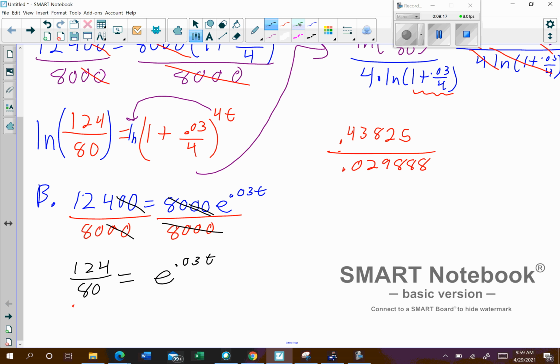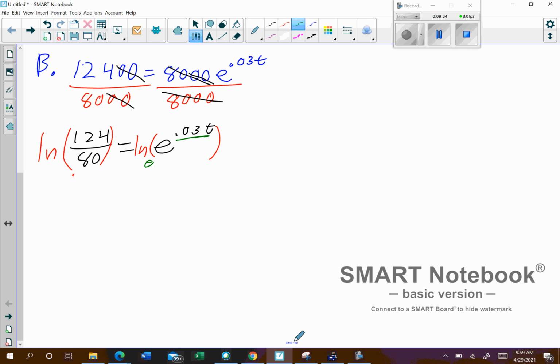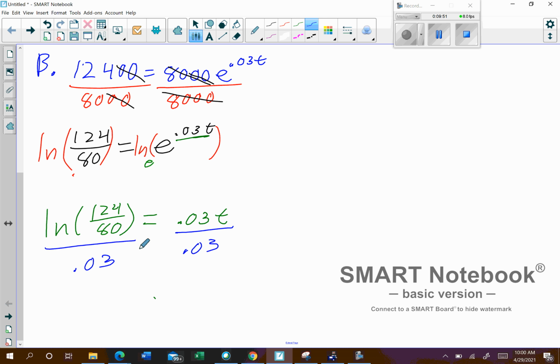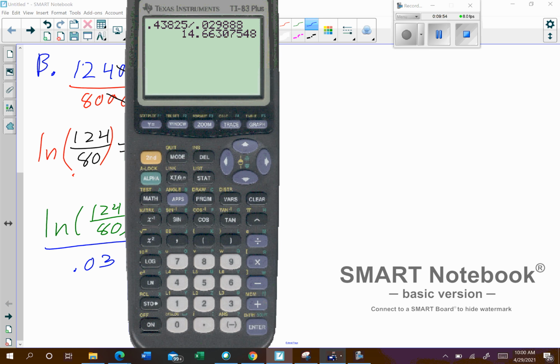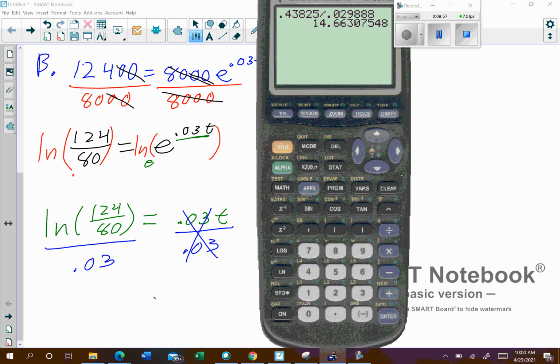Now this one's going to be a lot easier because when I take the natural log of both sides, I can use the property of logs right here. Whenever your natural log is base e, it matches what you're evaluating, and that will just cancel out to the power, the exponent. So I end up with natural log of 124 over 80 is equal to 0.03t. And the last thing we'll do is divide by 0.03, cancel that out.